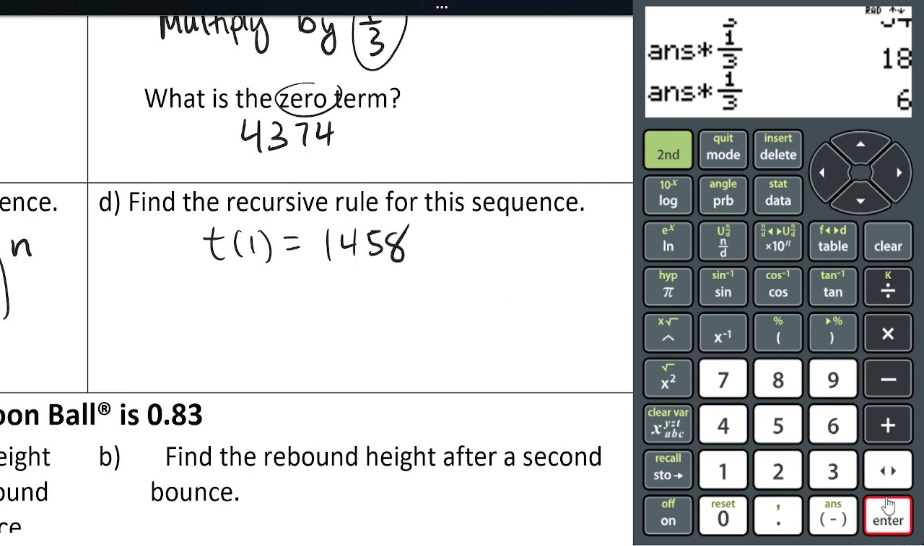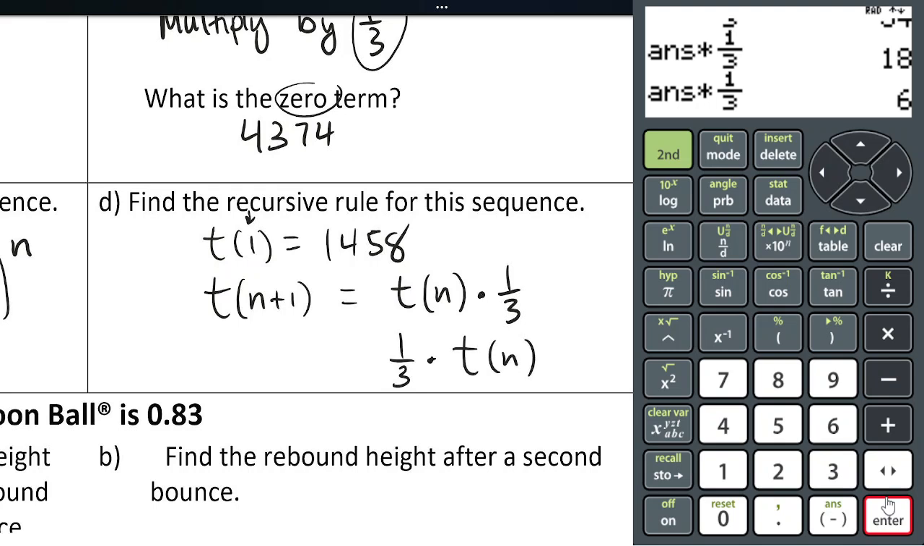And now the recursive rule. The recursive rule says, hey, if you want to get the value of the next term in the sequence, this is the value of the first term of the sequence, but the value of the next term of the sequence is the value of the current term times the number 1/3. And I might write this like this. I think I like how this looks better. It's just 1/3 of the term that you're currently at, but I would accept either one of those.